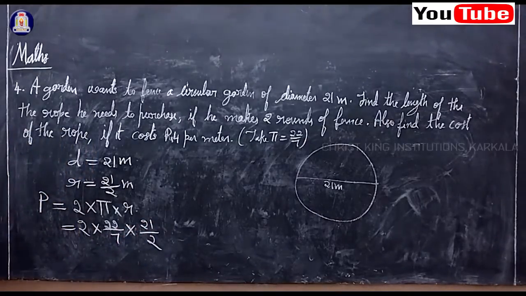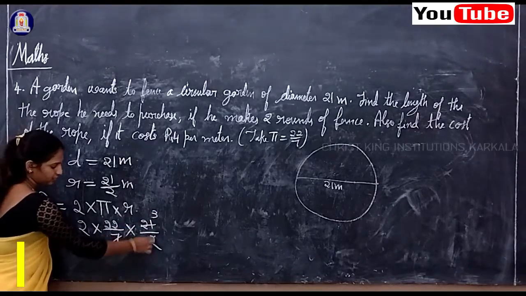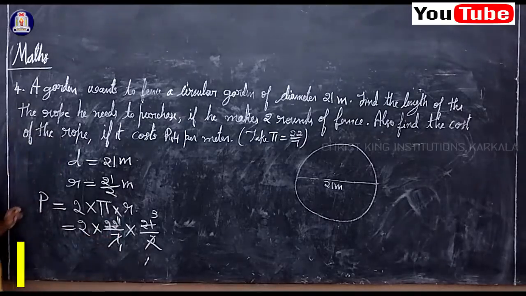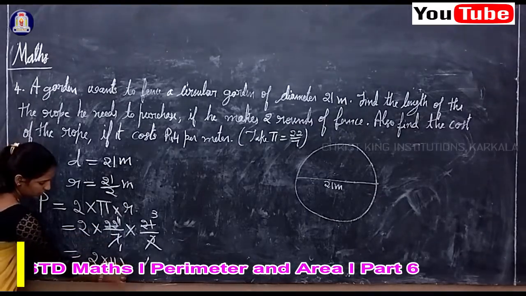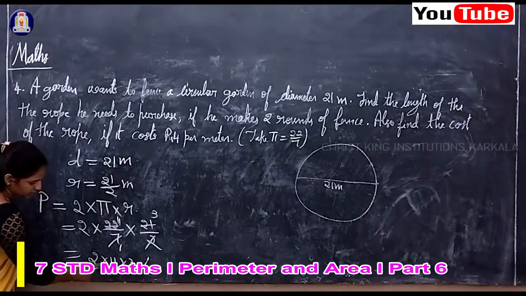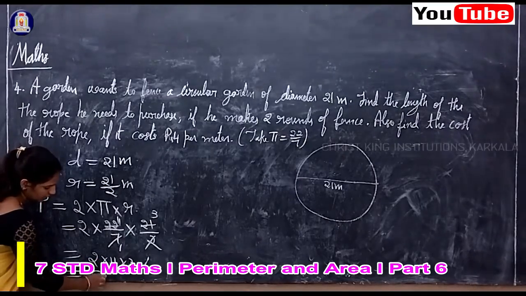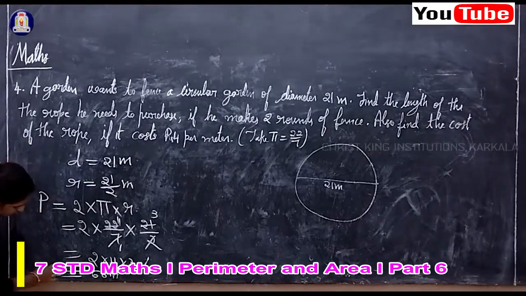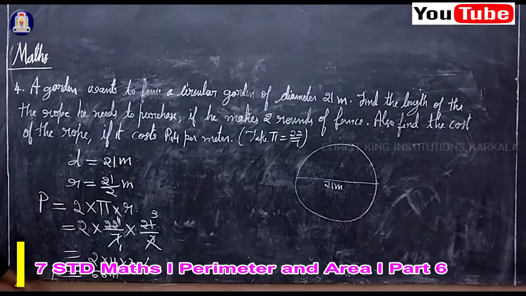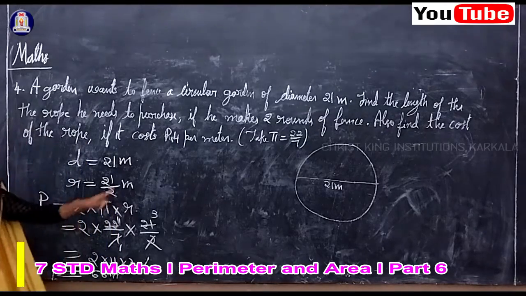Okay, now simplification. We can simplify this. 7 ones are 7, 7 threes are 21. 2 ones are 2, 2 elevens are 22. So now remaining 2 into 11 into 3. 2 elevens are 22, 22 into 3 is 66 meter. So this is the length of the garden, or perimeter of the garden, or we can say circumference of a circular garden.